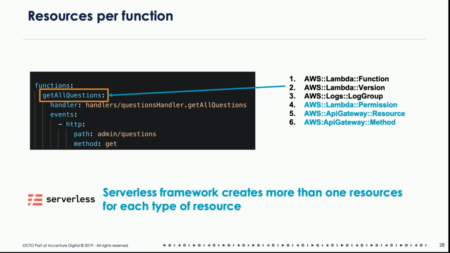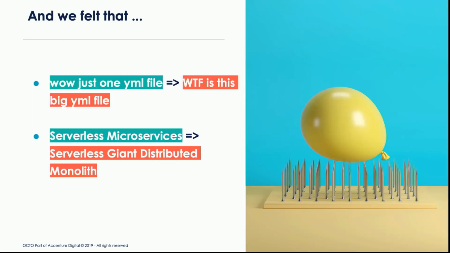So there are a few ways to overcome it. You can choose to have some nested stacks and do some hack around it. But in fact, we thought that it was a good time to see what was going on. It was a good wake-up call. We had a fresh look at our application, and we realized that the one serverless YAML file that we were so happy and proud about had in fact grown so big that it was very difficult to understand and follow through. We were trying to develop serverless microservices, but in fact, what we created was a big, giant, distributed monolith.